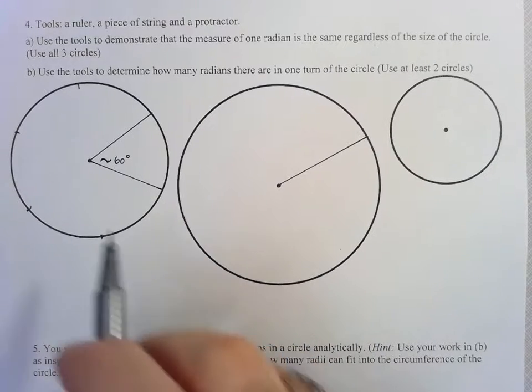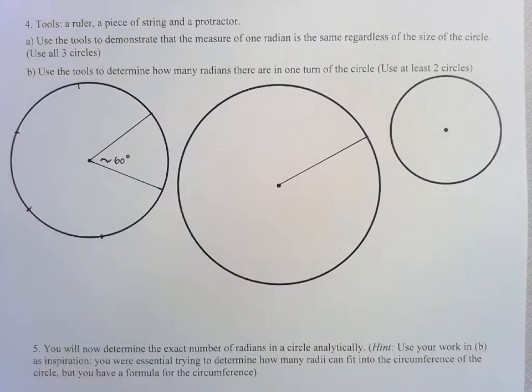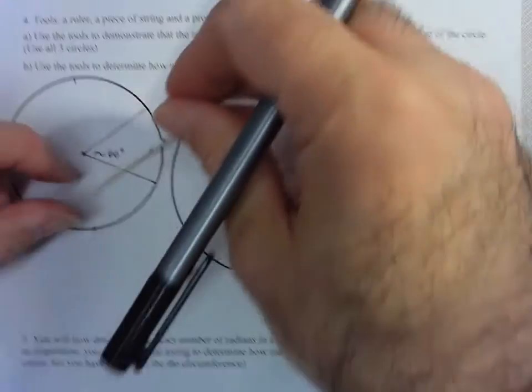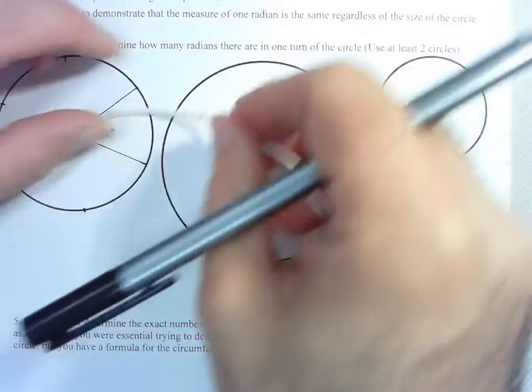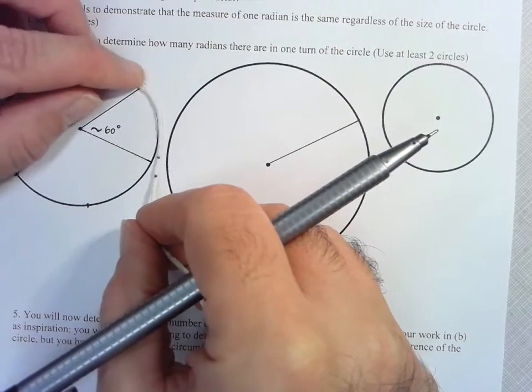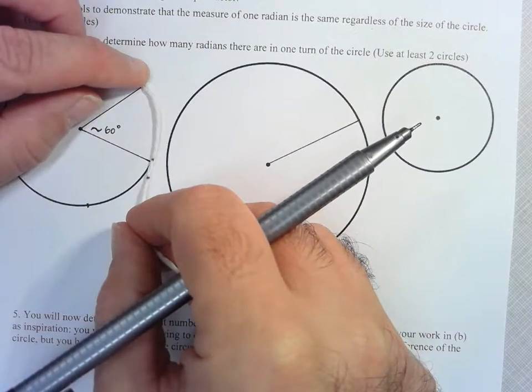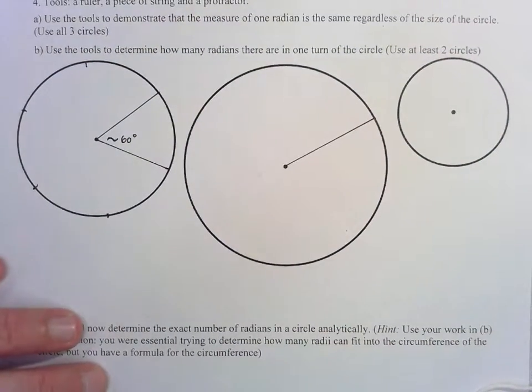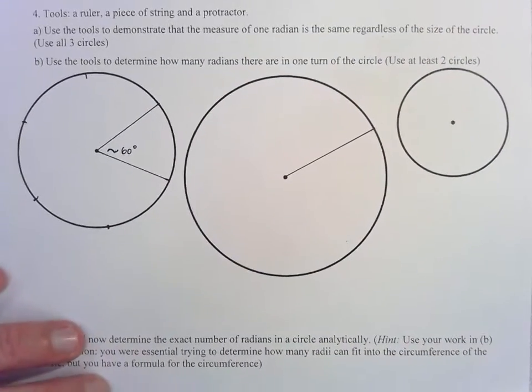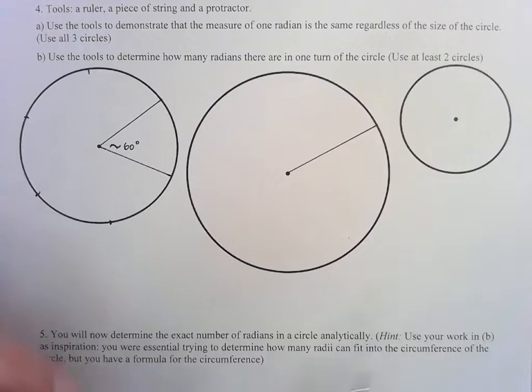Okay, so here what I did is I did one of them here. I took my string, figured out what the radius was, and then tried to create that arc. And I measured it, and it turned out it was about 60 degrees. It was pretty close, so we'll call it 60. It's a nice number. So let's see what happens with this larger circle here.